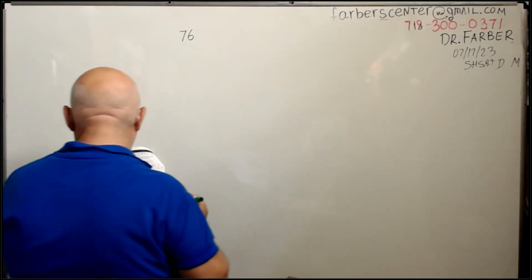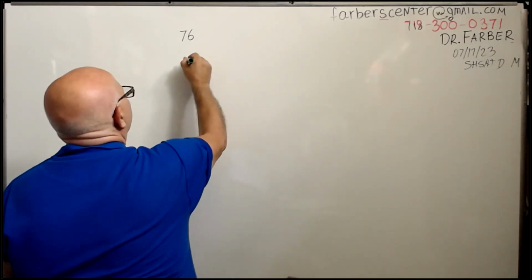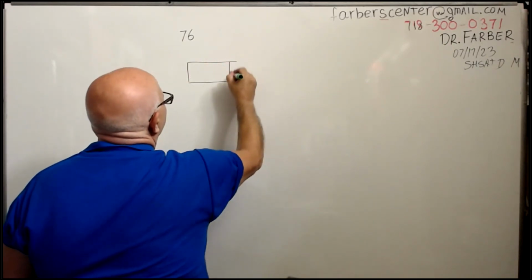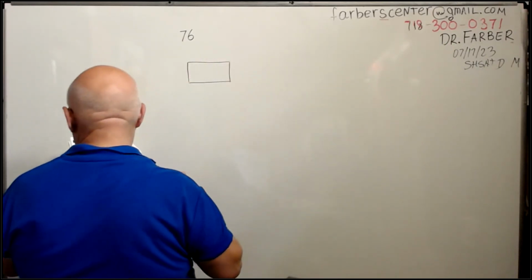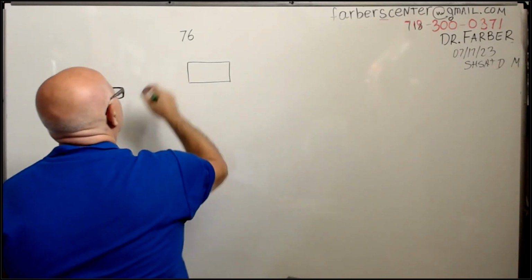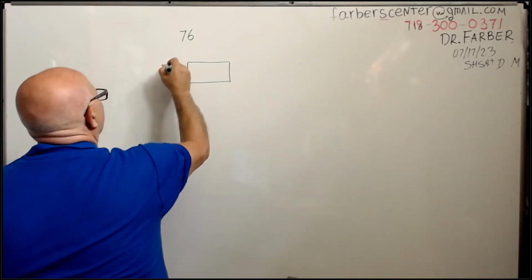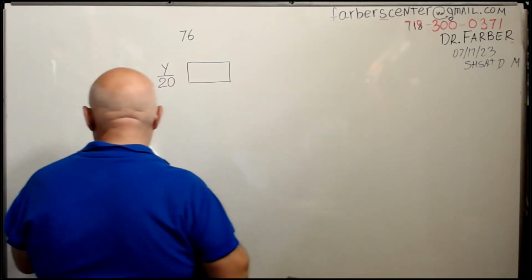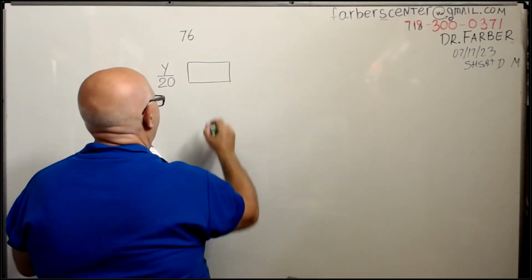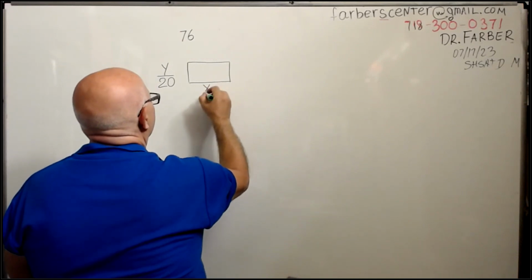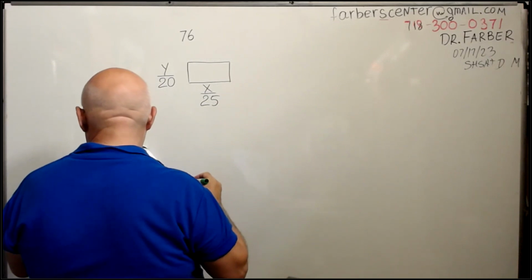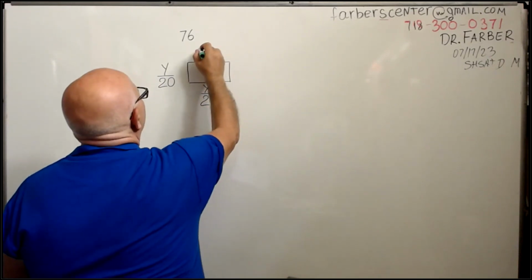They provide a tile. This is a tile. And the dimension of this tile is, this is y over 20. This is the width. And this length is x over 25. This is the tile.